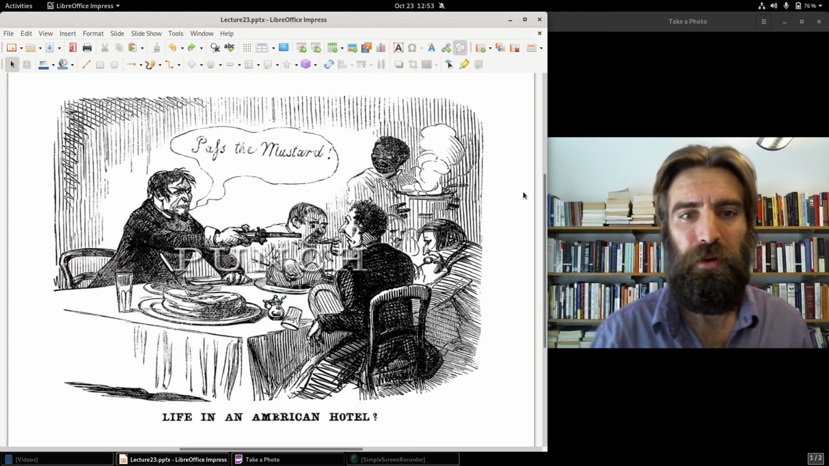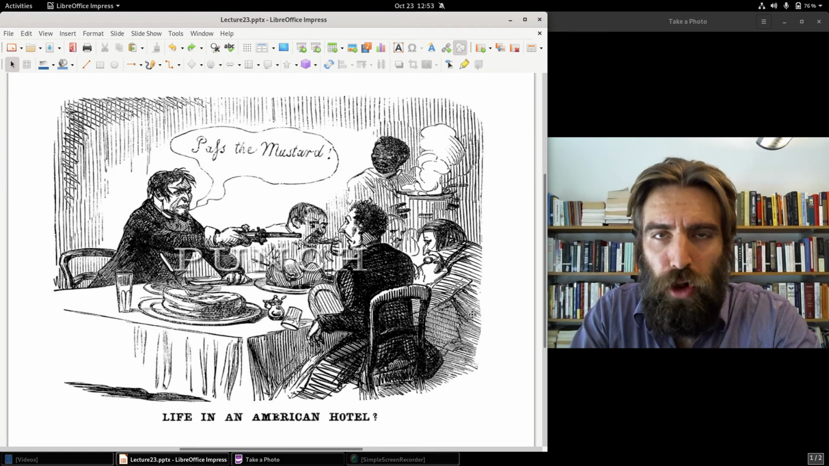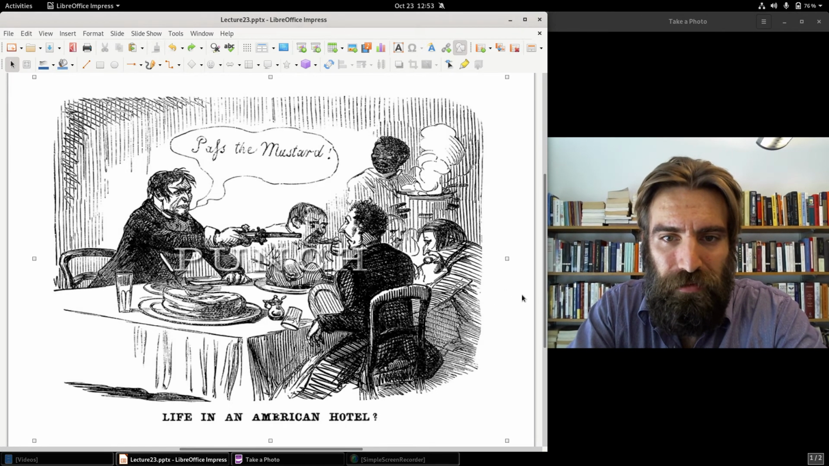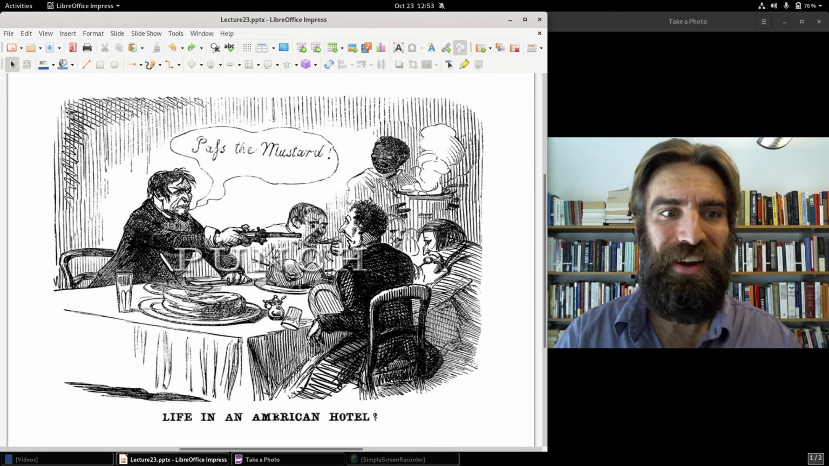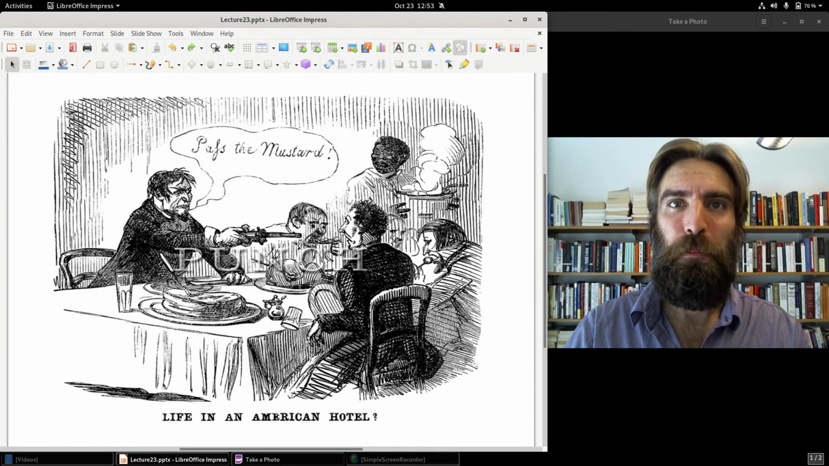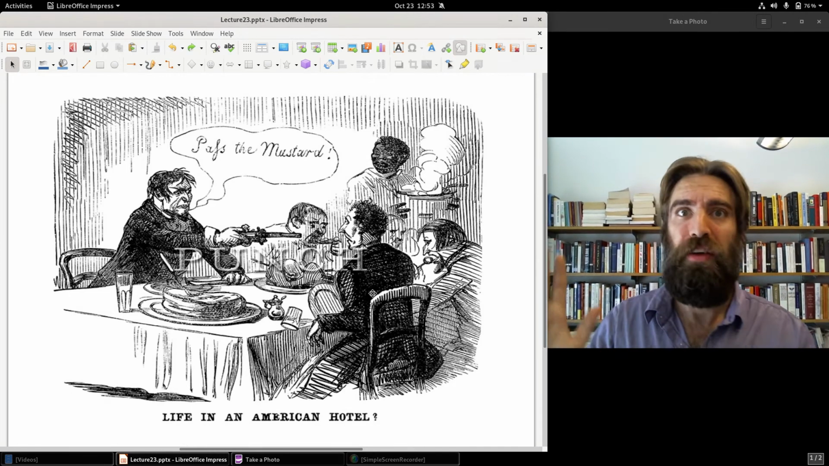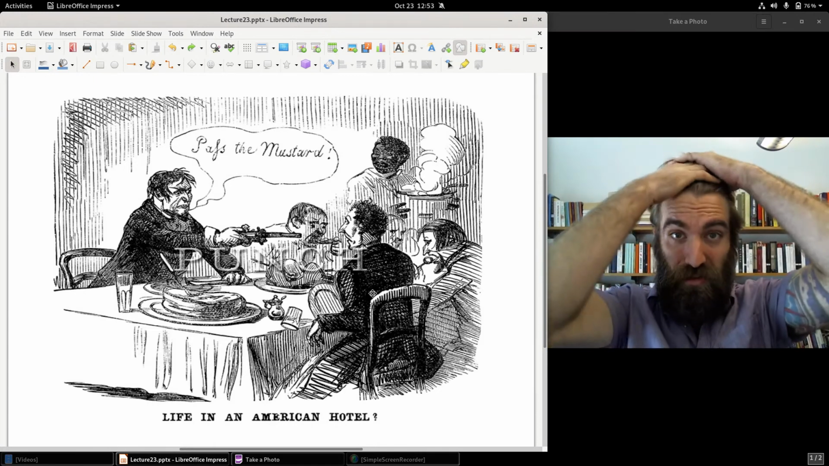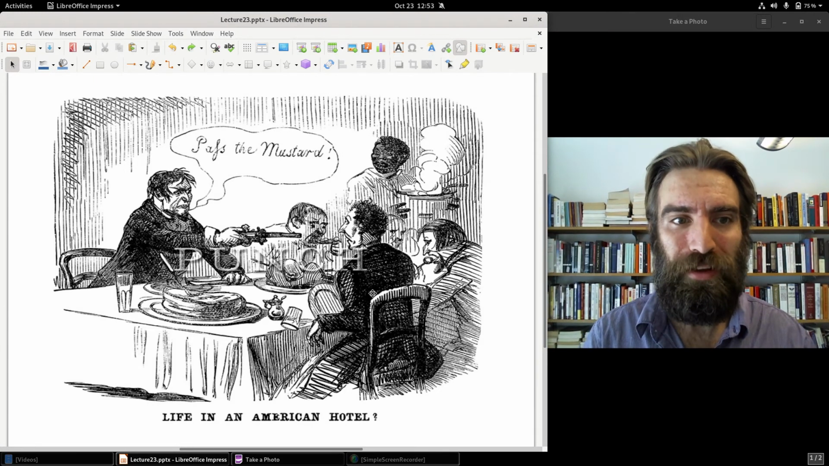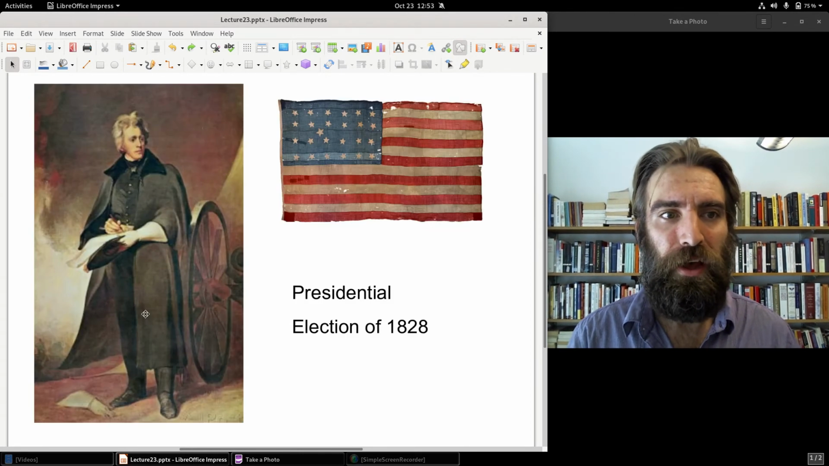I love this cartoon. This is from Punch magazine, a British magazine from around the period. Life in an American Hotel. And what do we see here? There's the British gentleman, and he's traveling through America. He's at a hotel, and the Jacksonian Democrat points a pistol at him: pass the mustard. And the British gentleman is just shocked at the gall of this man, wondering what have I gotten myself into? This is Jacksonian culture, a caricature, obviously.